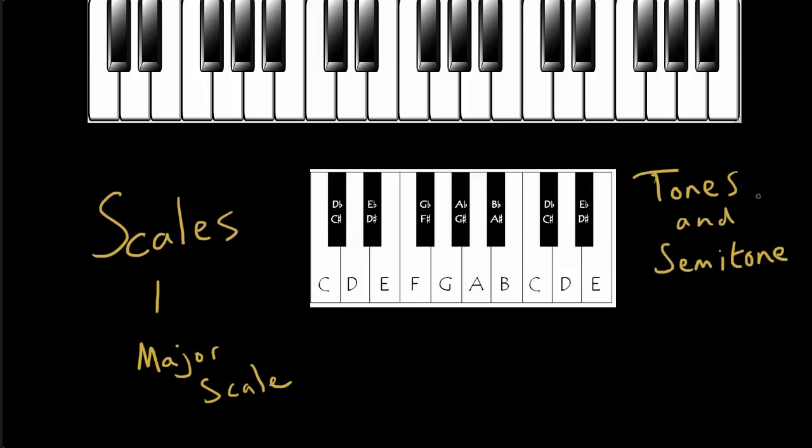And we said that a tone was equal to 2 semitones. Now, to build a major scale, all we have to do is use the right collection of tones and semitones. So, the collection of tones and semitones to produce a major scale is as follows. First we start off with a tone, and then another tone, then a semitone, then a tone, then a tone, then a tone, then a semitone.